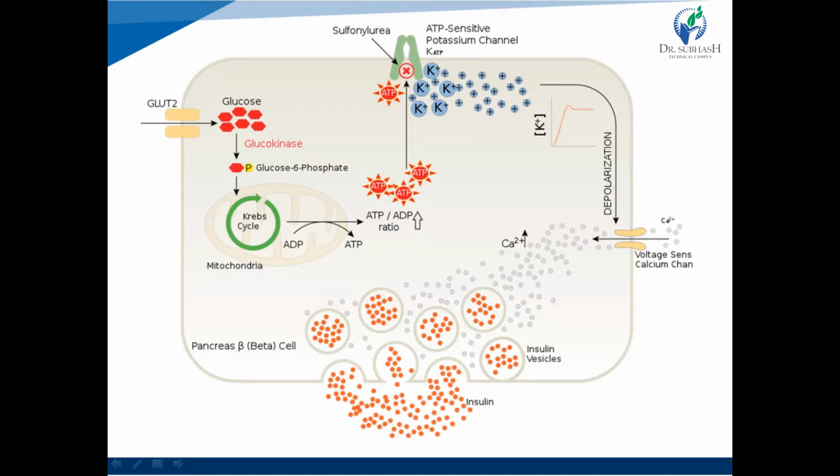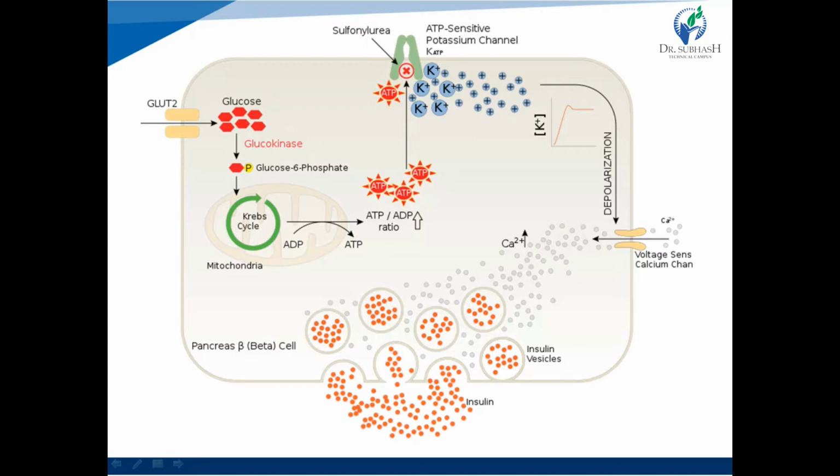Here in the beta cell, with the help of glucokinase, glucose is converted into glucose 6-phosphate, and this glucose 6-phosphate enters the Krebs cycle in the mitochondria. By this Krebs cycle, energy is produced in the form of ATP. This ATP facilitates the action of the potassium channel, because this is an ATP sensitive potassium channel. It needs ATP for its action.